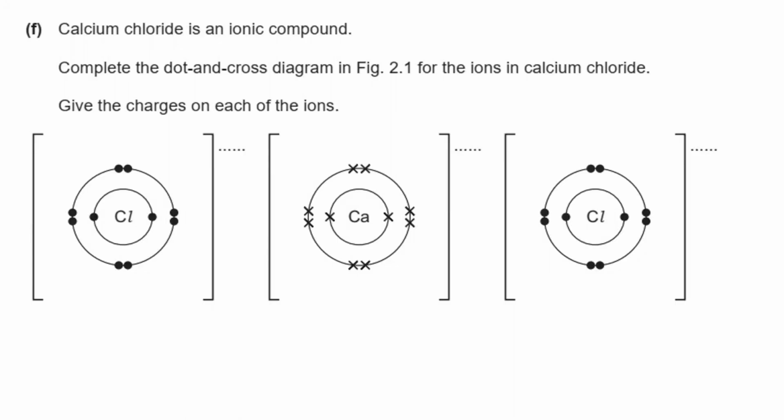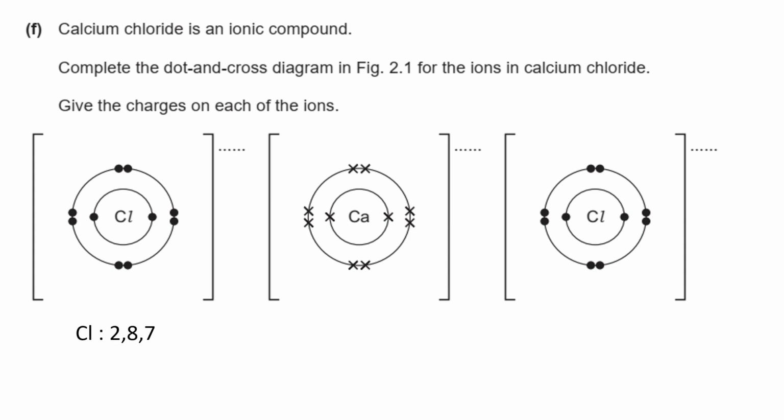Letter F. Calcium chloride is an ionic compound, CaCl2. Complete the dot and cross diagram in figure 2.1 for the ions in calcium chloride. Give the charges on each of the ions. Here, CaCl2: one calcium ion and two chloride ions.